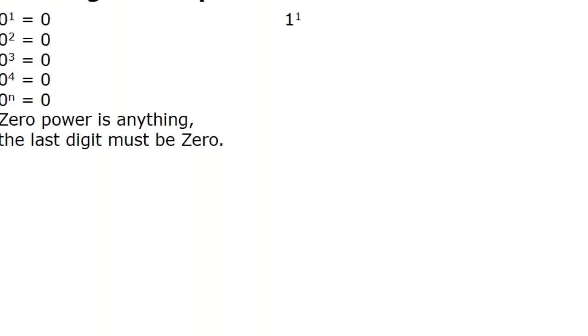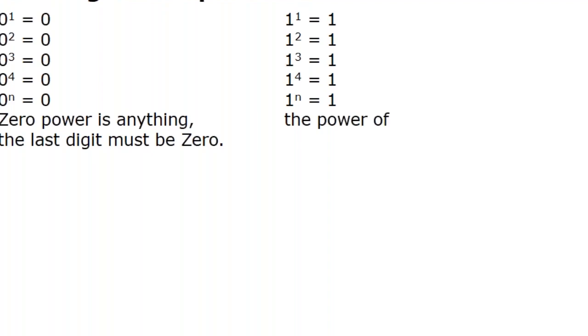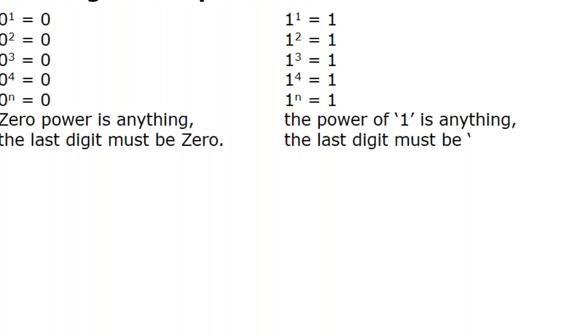Second one, 1. So 1 power 1 is 1, 1 power 2 is again 1, 1 power 3 is also 1, 1 power 4 is also 1. It means that whatever the power of 1 is, the last digit of the given expression should be 1. You can take 11 power 11, 21 power 11, 31 power 11, 121 power 121, 461 power 500. The base should be ending with 1. Understood all of you?